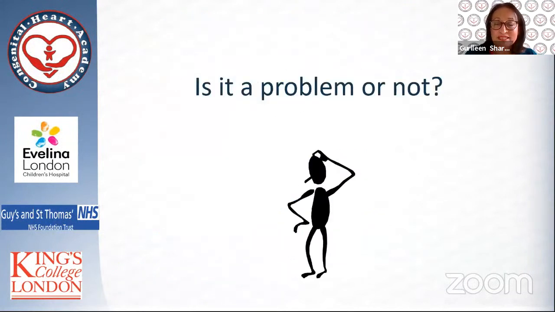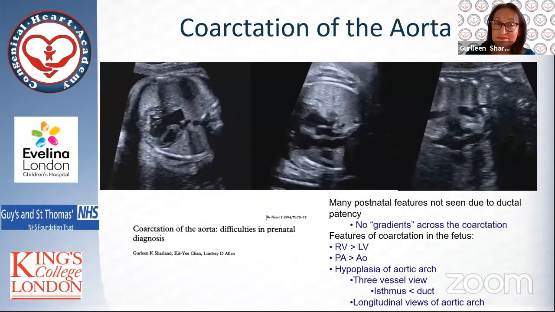So I'm just going to break this down into various subheadings. So first of all, one can think, is it actually a problem or not? So even experienced people are faced with certain scans and you think, well, is this a problem or is it not a problem? And the classical main example of this is coarctation of the aorta. We published a paper way back in 1994 talking about the difficulties in prenatal diagnosis of coarctation. I have to say, although things have got better, we still have some of those difficulties.